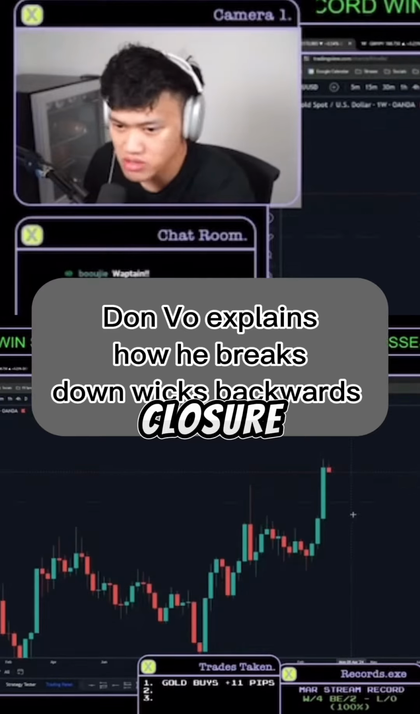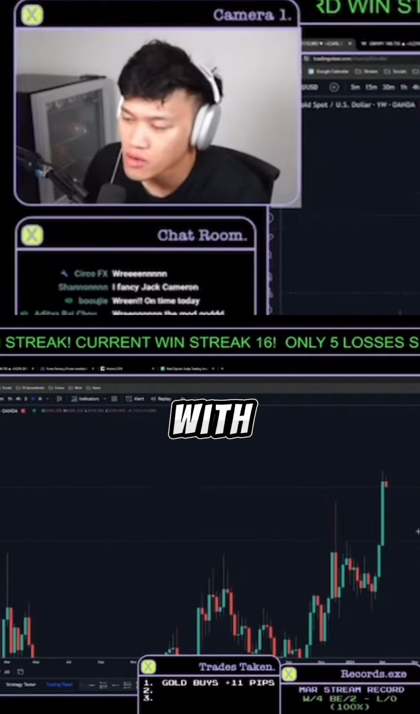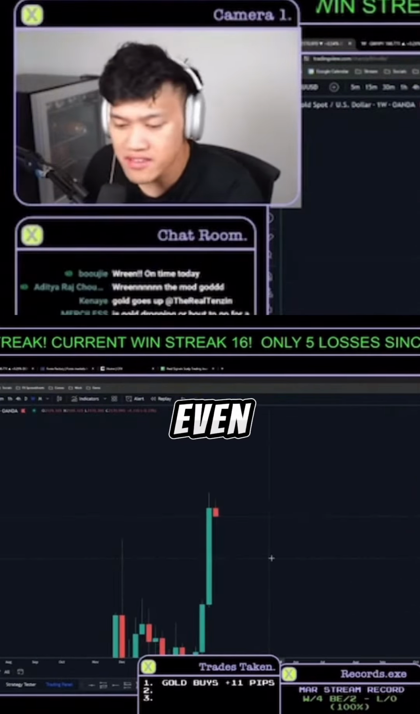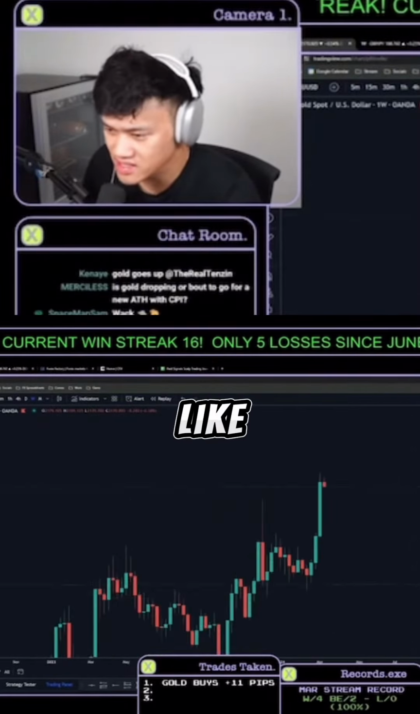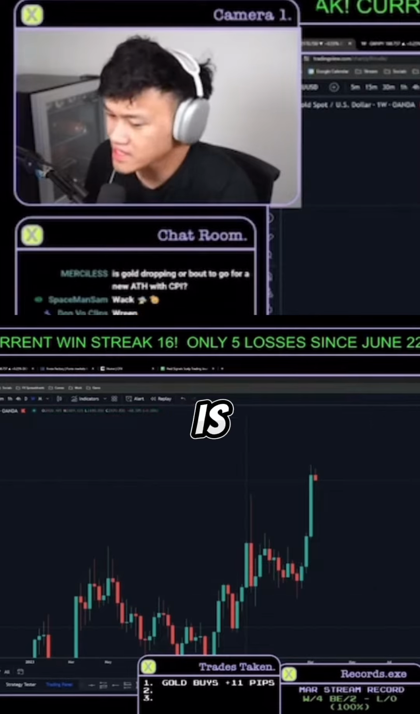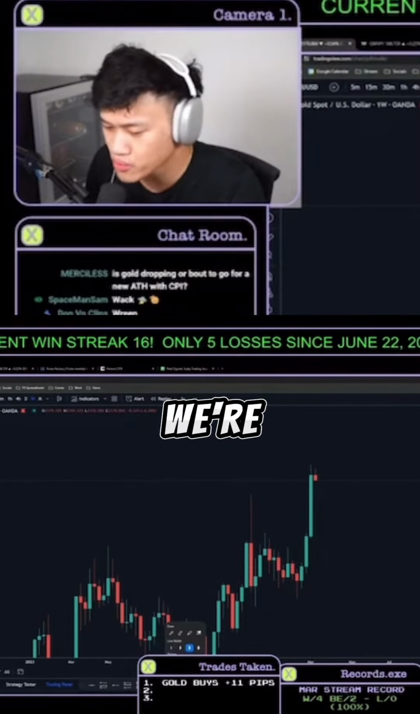This is an actual closure, right? So we can actually say it closed. So with this being said, even if the weekly were to drive down, where would the weekly drive down towards next? I'm not saying it is going to drive down. We're not selecting a bias here.